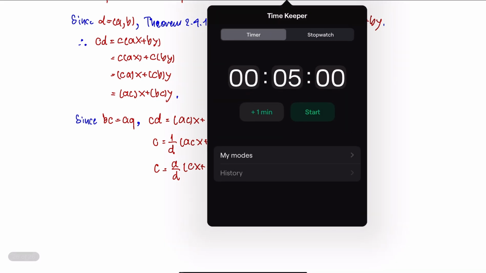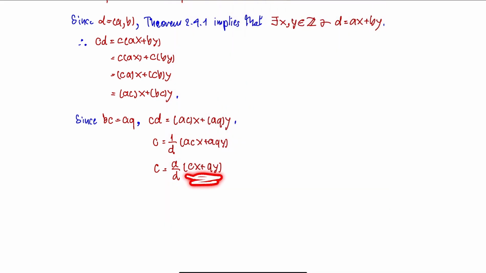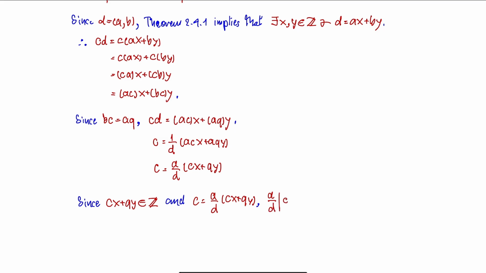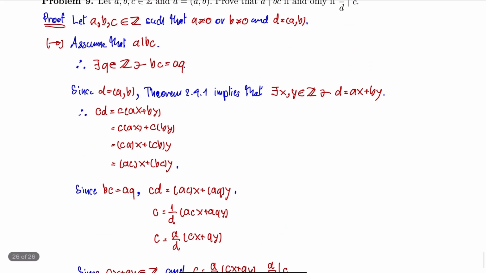And this is an integer, right? So since cx plus qy is an integer and c equals a over d times (cx plus qy), what does that imply? It implies that a over d divides c. Okay, we have proved it already.